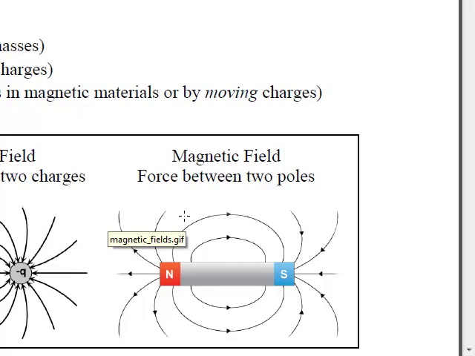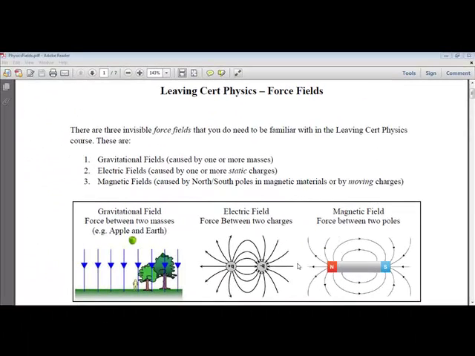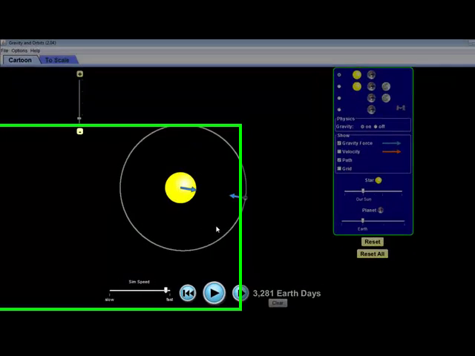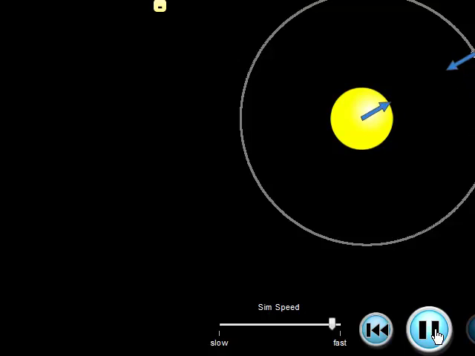Now we're going to look at some simulations to compare these three fields. And first we have a simulation here of gravity. So if I run this, there we have the example of the Earth rotating around the Sun, and the blue arrow indicates the direction of the force due to the gravitational field.